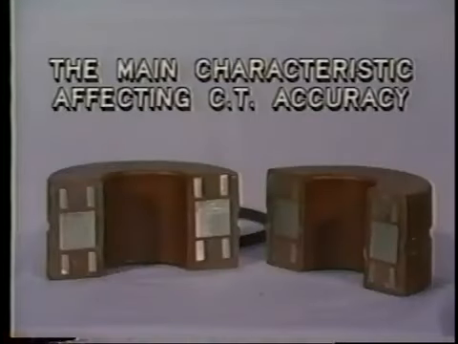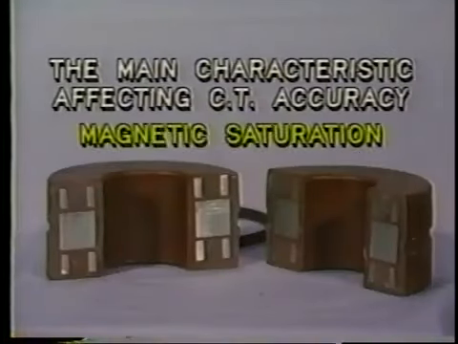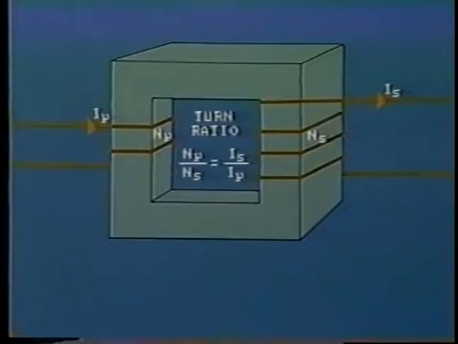Standard classification of CTs is based on allowing 10% error for current flow up to 20 times rated value. The main characteristic affecting CT accuracy is that of magnetic saturation. What do we mean by this? Well, it's really a problem of overloading the core.